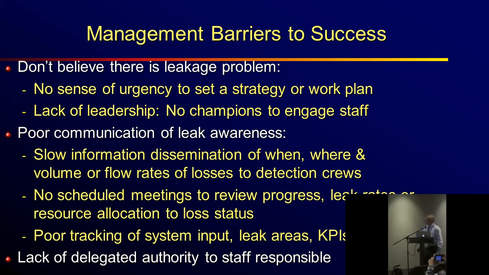No scheduled meetings to review leak process, leak rates, or reallocation of losses, and poor tracking of system inputted leaks. It's a management problem. Can't stick this to staff. This is not a staff issue. It's a leadership issue. Lack of delegated authority for staff. I've seen this. Authority and responsibility don't line up. Someone else is responsible, but I'm accountable. Well, how can I manage if you don't give me the responsibility to manage the resources? It's fractured. It's disjointed. It's got to be aligned.